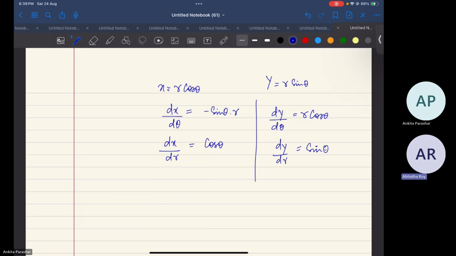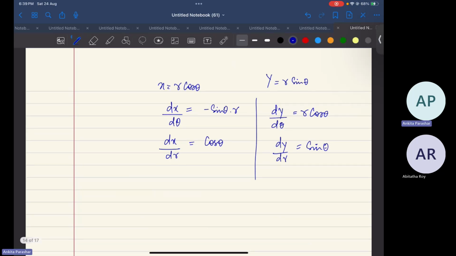Can we substitute this somehow? It seems problematic. I think you can do dx by d theta. No, I don't think so. Let me just write this way. dx by d theta into d theta one can write. dy can be written as dy by d theta into d theta. Does it say anything?